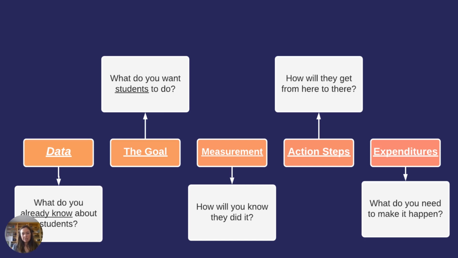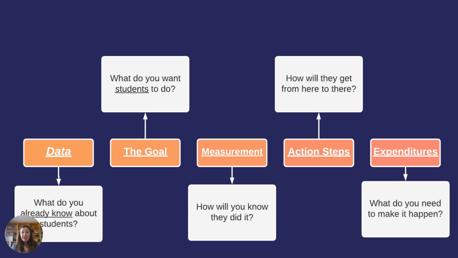So what could this process look like? Again, you're going to start by looking at the data, what you already know about your students. You're going to set a goal. What do you want them to do? You're going to figure out how you want to measure that. That should be something that teachers are already doing or is already part of the school program. It doesn't need to be anything extra.